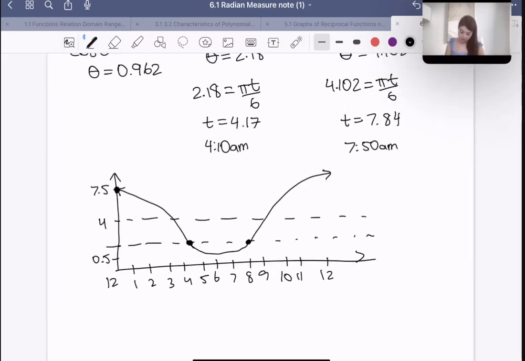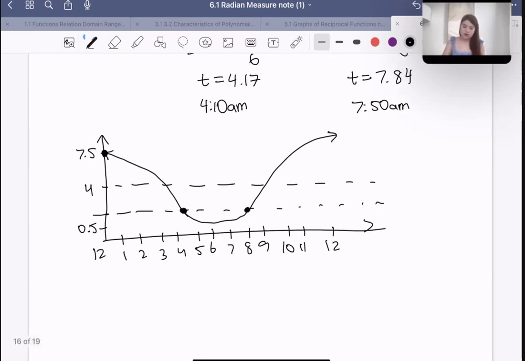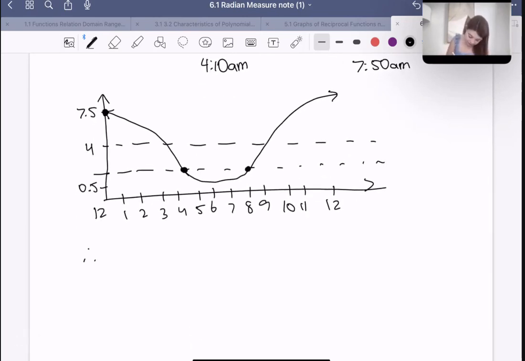So therefore, this area here between 4:10 and 7:50 p.m. Oh, sorry, this shouldn't say a.m. Oh no, it should say a.m. We're good. Sorry. This time between 4:10 a.m. and 7:50 a.m. is not going to work. Every other time is going to work. Okay, so therefore, these times they work, and then these times do not work.